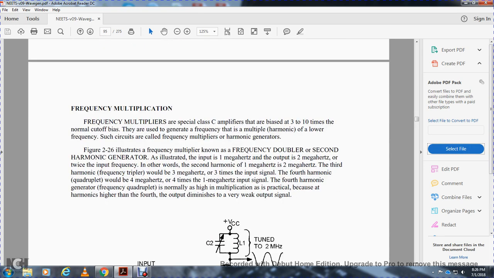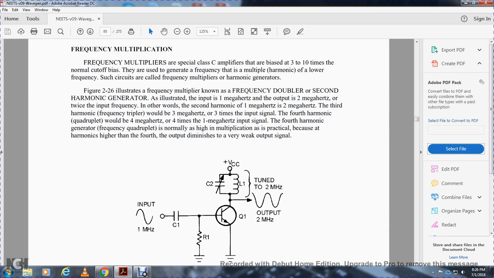Frequency multiplication. Frequency multipliers are special class C amplifiers biased at 3 to 10 times the normal cutoff bias. They are used to generate a frequency that is a multiple harmonic of a low frequency. Some circuits are called frequency multipliers or harmonic generators.